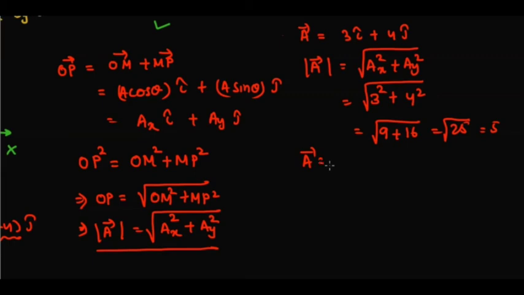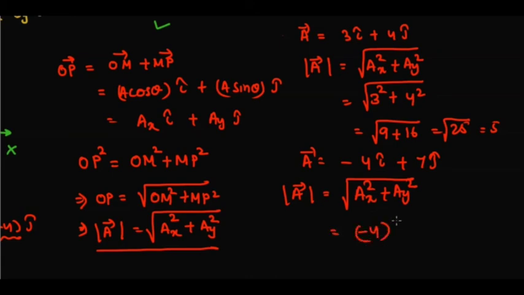Similarly, suppose we have vector A equal to minus 4 i cap plus 7 j cap. So we have to find the magnitude of A. Again the formula is the square root of Ax square plus Ay square. So here the coefficient of i cap is minus 4, meaning Ax is minus 4. So I will write minus 4 square plus Ay is 7, so I will write 7 square. So minus 4 square will be 16 plus 7 square will be 49. So we will get the square root of 65.